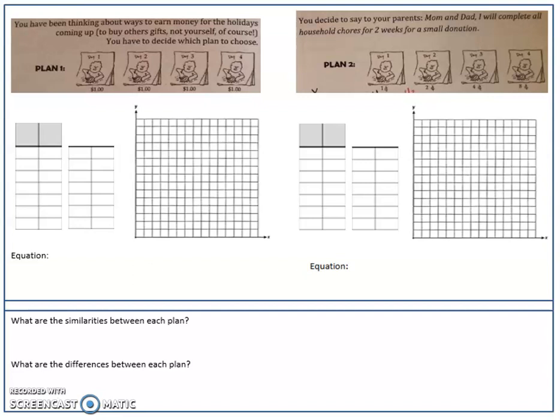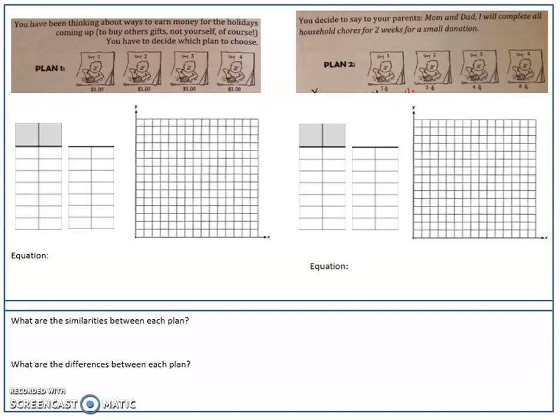And the prompt says, you've been thinking about ways to earn money for the holidays coming up, to buy others gifts, not for yourself, of course, and you have to decide which plan to choose. So under Plan 1, you do chores around the house, and each day that you do this, after it's completed, your parents give you $1, and that's going to last for 2 weeks.